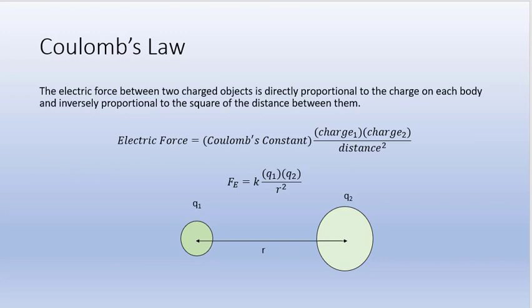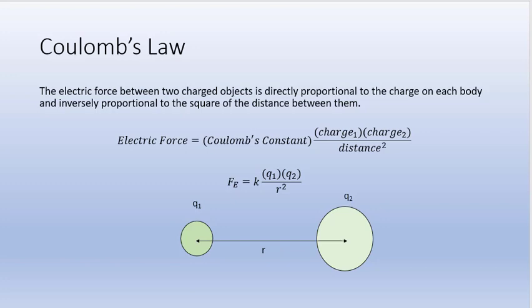So here's Coulomb's law written out, and you'll notice it looks a lot like Newton's law of gravitation, but in this instance we have charges instead of masses, and we have a different value for the constant. So the electric force between two charged objects is directly proportional to the charge on each of the objects and inversely proportional to the square of the distance between them. And so you have electric force is equal to K Q1 Q2 over R squared. Got to be careful with that square in the denominator, and also watch for order of operations on your calculator.